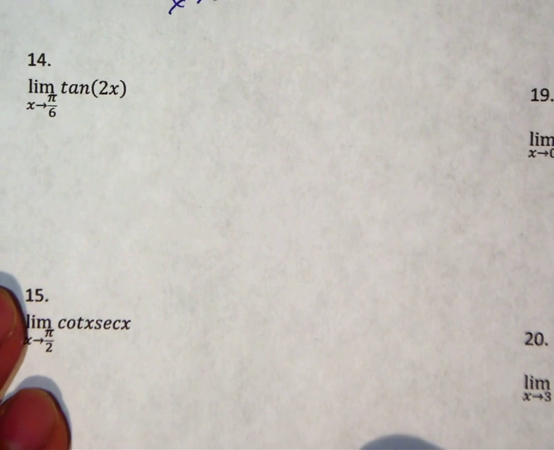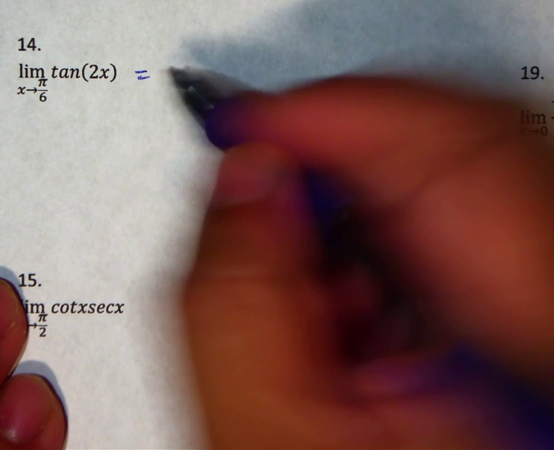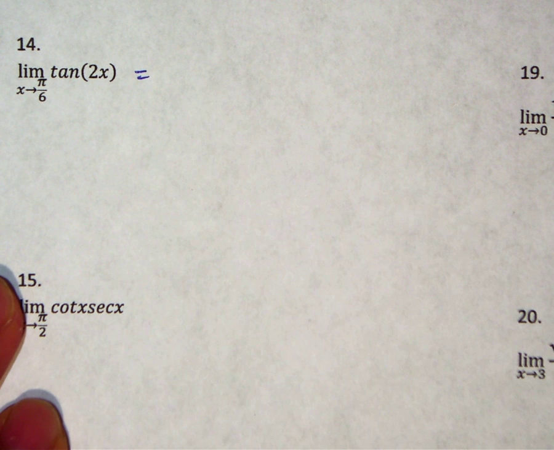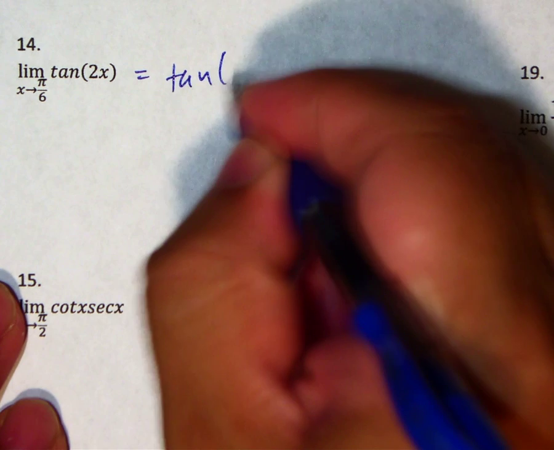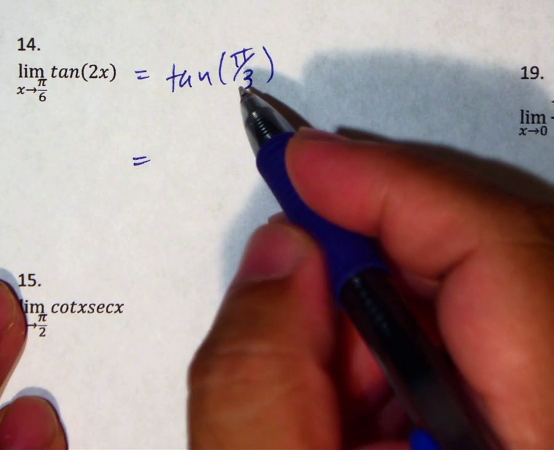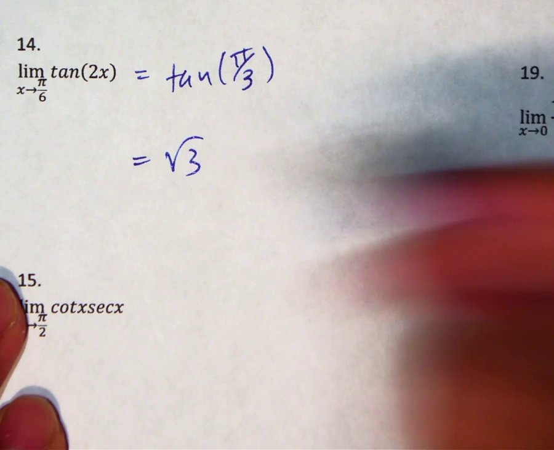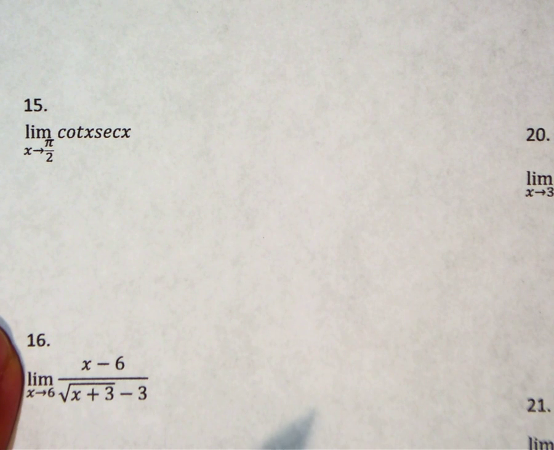14. Plug in pi over 6. That means it's pi over 3, right? 2 times pi over 6 is pi over 3. So what is the tan of pi over 3? Okay. So this is what I'm finding. I know it's a number. I just don't remember what it is. I think it's square root of 3. Double check me.